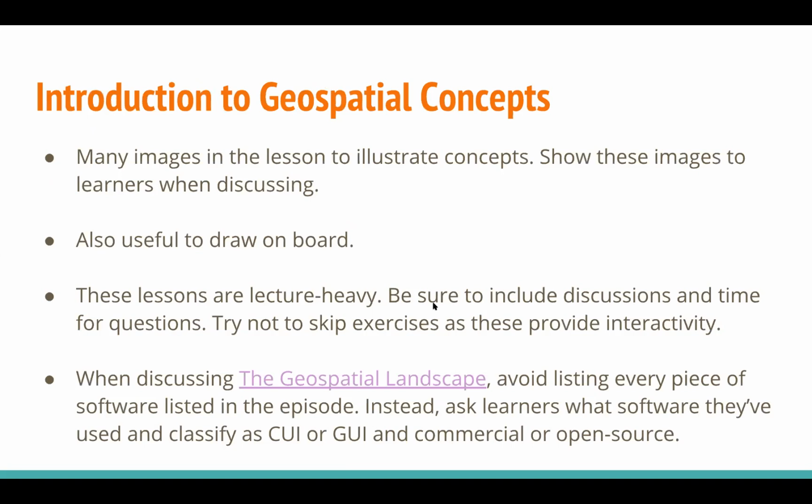A last point to make about this lesson is that the final section of the lesson, which is called the Geospatial Landscape, does include quite a long list of types of software that are used for GIS applications. Don't read off the list to the learners. There's quite a lot of it and it can get a little overwhelming. Instead, it's better to approach it by asking learners what pieces of software they've used for GIS applications or that other people in their lab have used, and to help them place those pieces of software into the larger framework of whether they're command line interfaces or graphical user interfaces, whether they're commercial, whether they're open source, and help the learners think through the benefits and downsides of those different dimensions of the programmatic landscape.